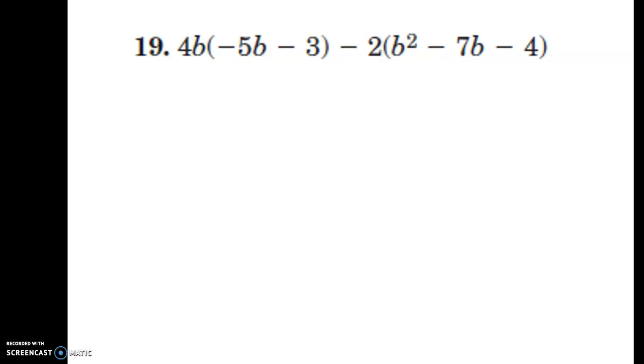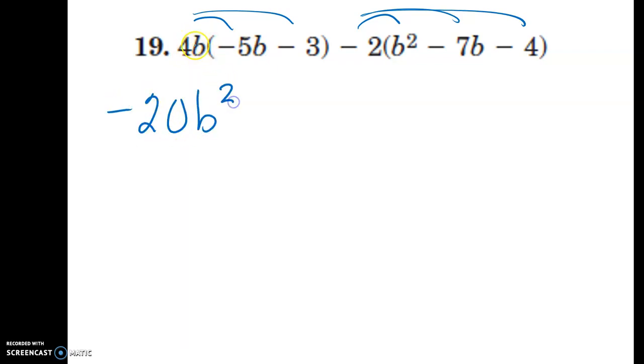Let's take a look at 19. Let's see how you did. We have 2 trinomials, 2 distributions in this one. This really is old business, but how did we do with the exponents? 4b times negative 5b gives me negative 20b squared. 4b times negative 3 is negative 12b.